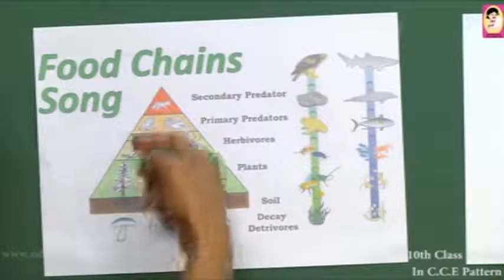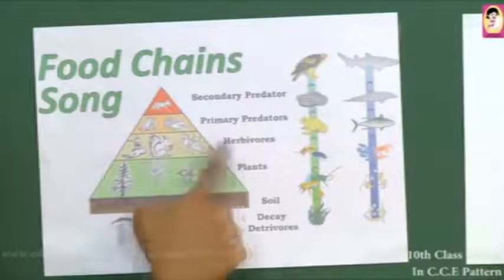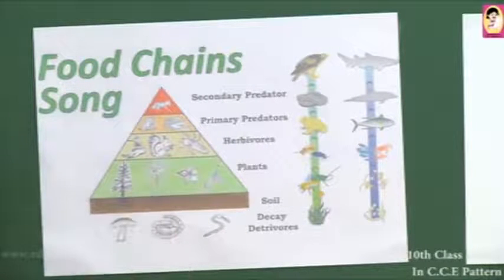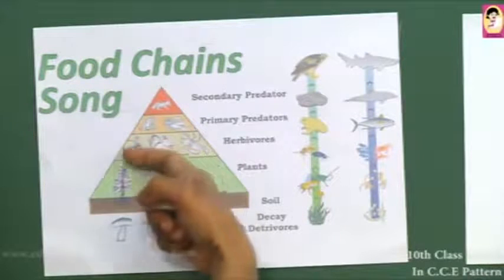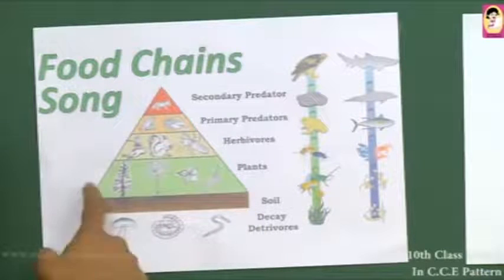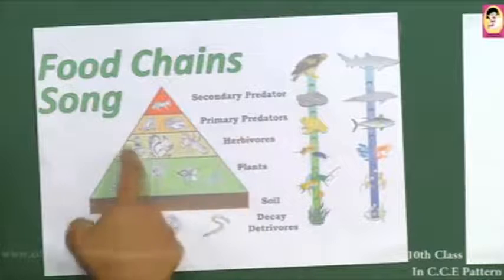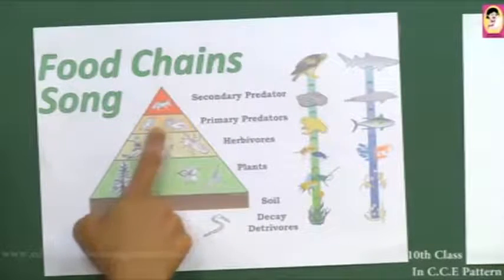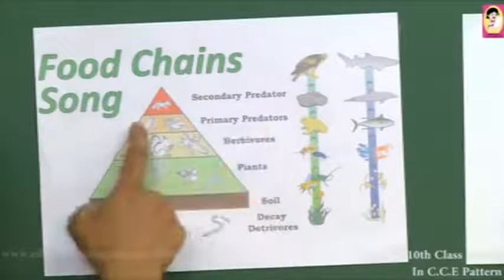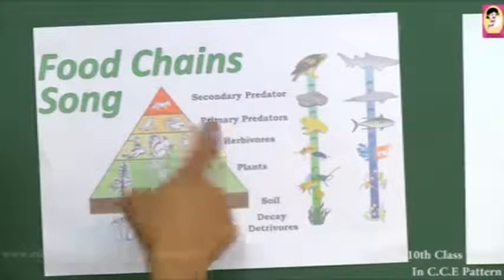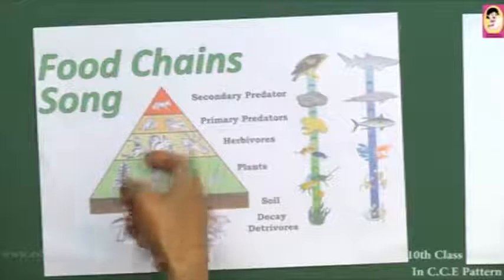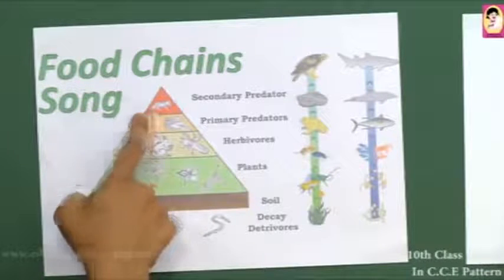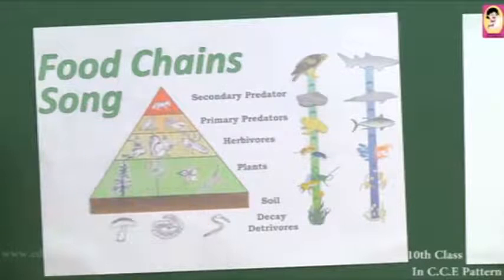Herbivores are the next level. Herbivores are the animals that depend on plants for food. The herbivores are considered primary consumers. The next level is the secondary consumers. Here they will be primary predators also, depending on the herbivorous animals for food, so we can call them secondary consumers.